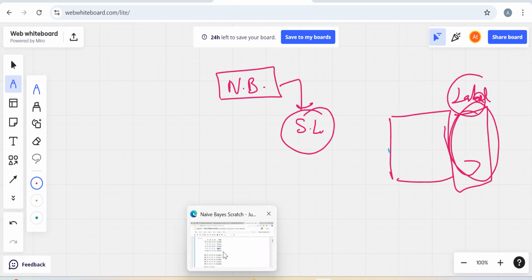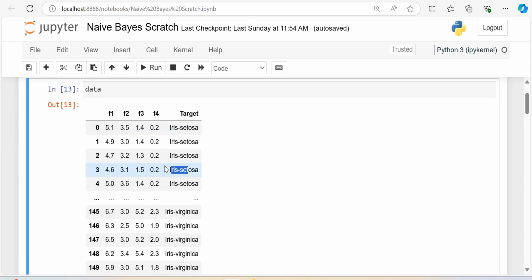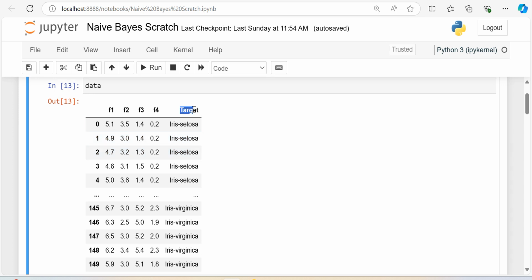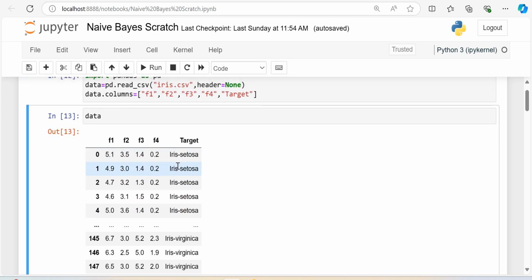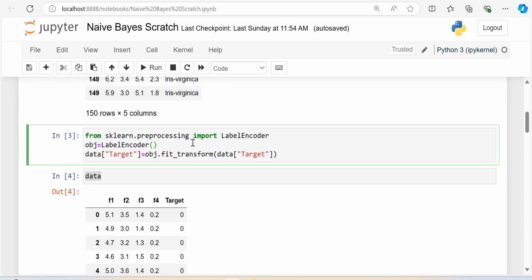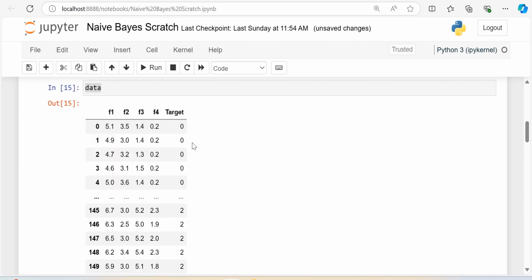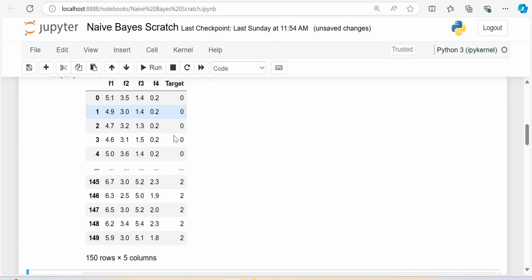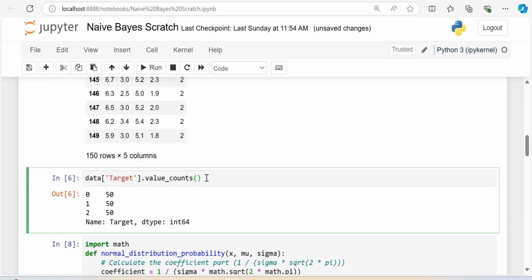So let me show you one data. Here you can see there is a data. There are some features and this is my target, and I want to build a classifier for this, basically classifying the data. Here you can see this is a string value, so let me first convert it into the numeric value. For that I'm using the label encoder technique, and here you can see I'm able to convert it into the numeric value.